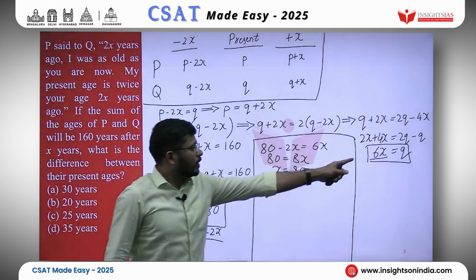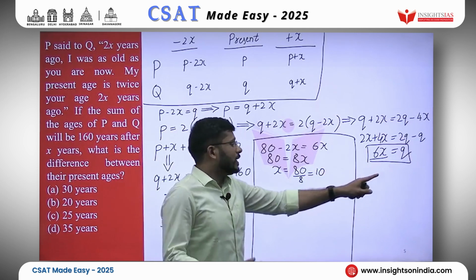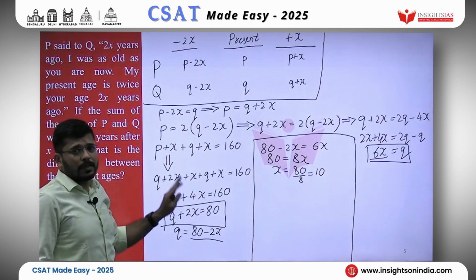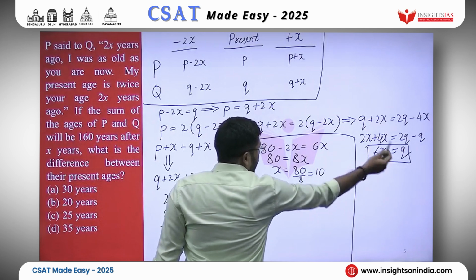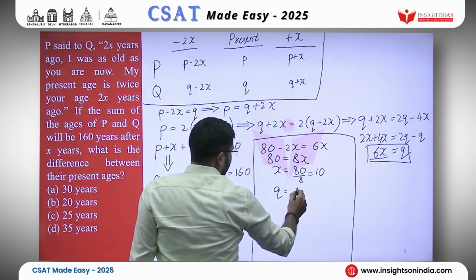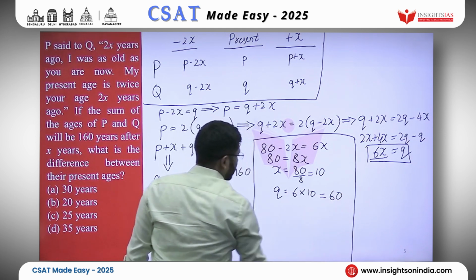Now we shall find the value of P and Q. Here from this equation it is easy. You can substitute the value of x in any of the equations on the whole board. You will get the value of P and Q. I will use this equation to get the value of Q. Q is 6x, right? That is 6 into 10. That would be 60. Okay.